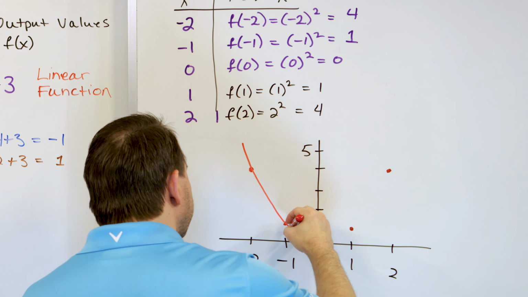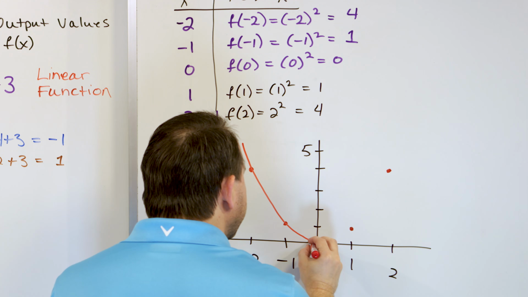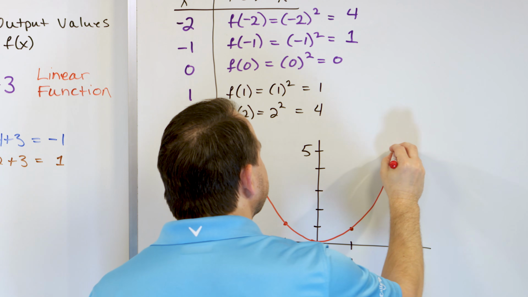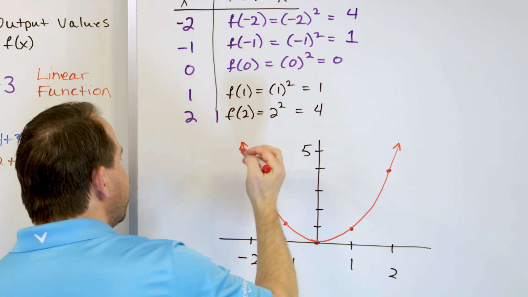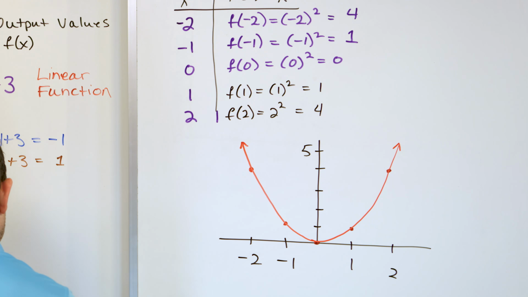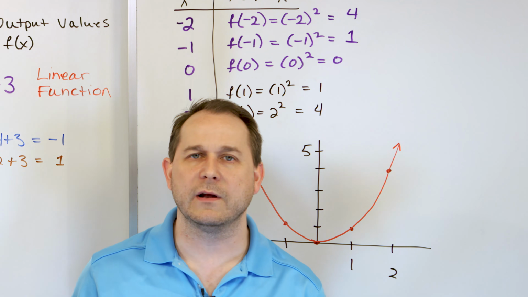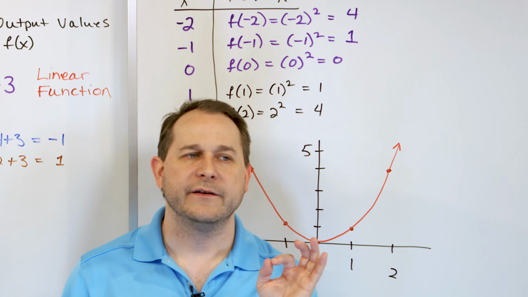It would be a curved kind of deal that goes and just kisses the axis there and then goes back up like this. It gets very steep at the ends here. This guy is not a linear function. It's called a quadratic function. We're going to talk a whole lot about quadratic functions later on, so don't worry about it.